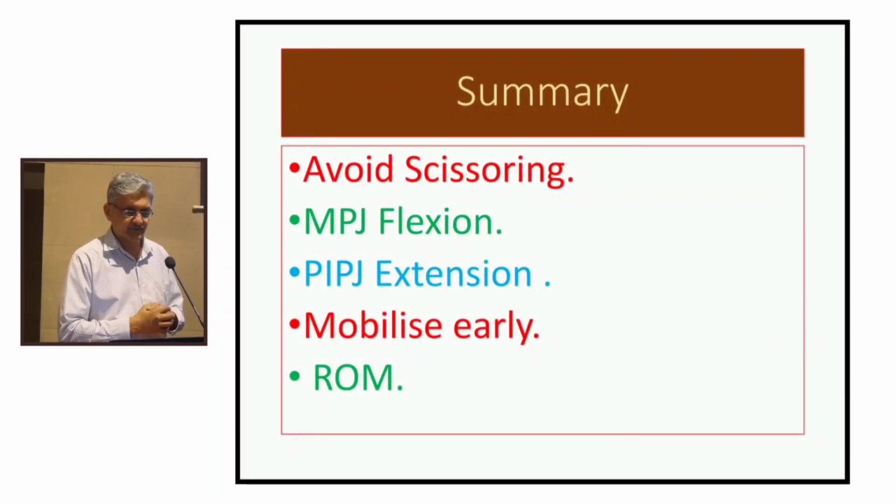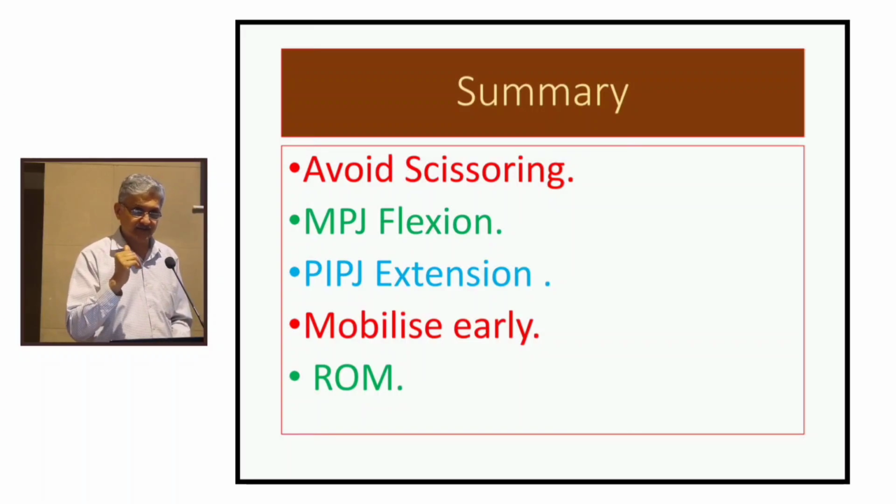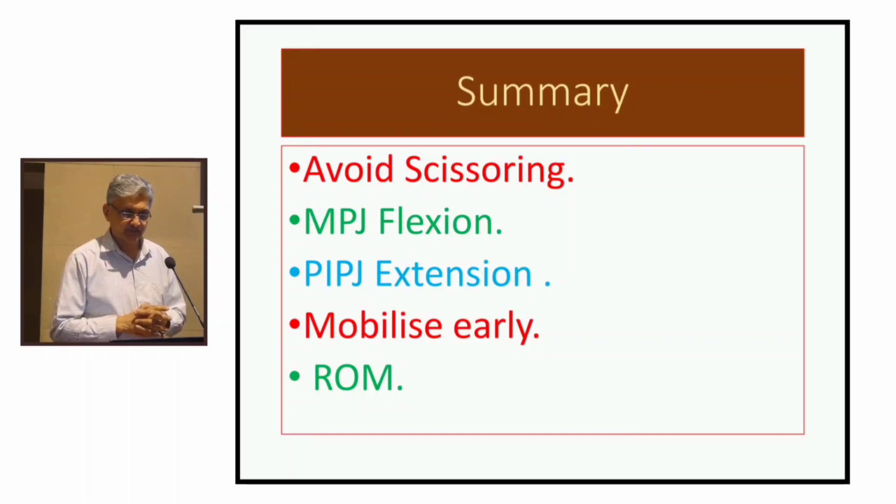So in summary, out of this, avoid scissoring. Clinical examination is important, and the most important thing in phalangeal and metacarpal fractures is immobilizing the MP joint in flexed position. I talked in the morning in one of the talks, but if you immobilize in extension, you are heading for trouble. Mobilize early.